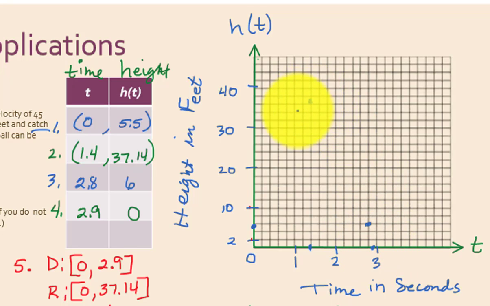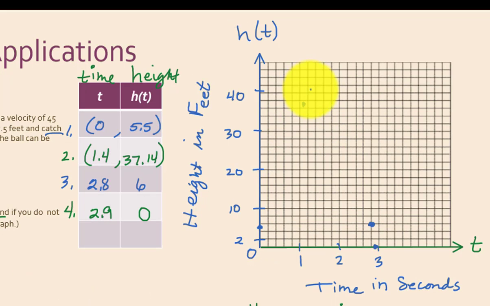Now you can see the maximum point of our parabola and how it's opening upside down, and that's all because our lead coefficient, remember, was a negative number. So let's connect our ordered pairs and we'll see the parabola. Might be a good idea to label that vertex point of 1.4, 37.14. And then connect those ordered pairs.